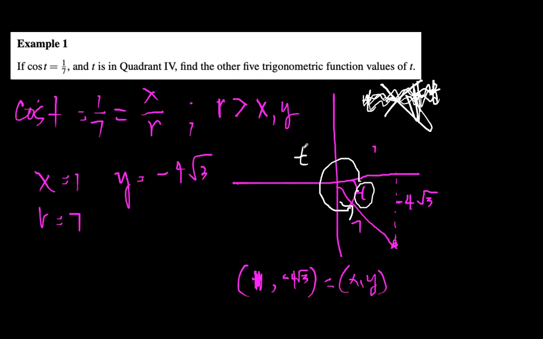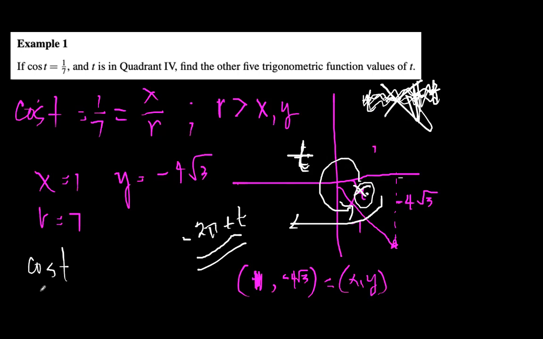Okay. So the angle t here is this, not this one. This is the reference angle. Okay? This is our reference. So therefore, this is negative 2 pi plus t. There. That is the angle measure of this. However, we can still use the angle t for cosine t, sine t, tangent t, and so on. Sorry, my mistake. My bad.